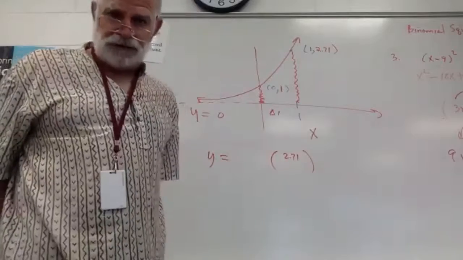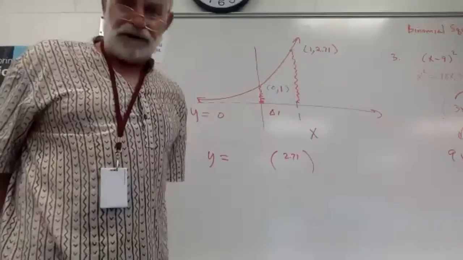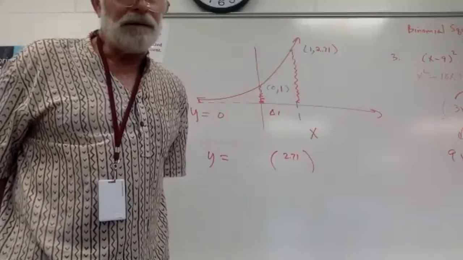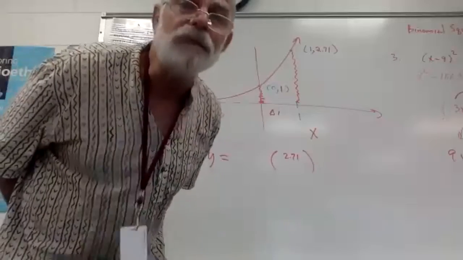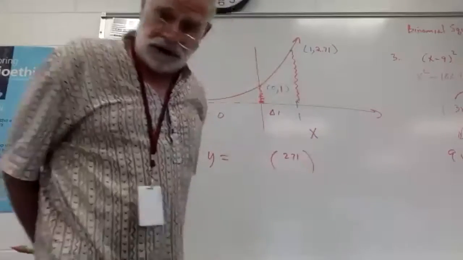Okay? So if I started with 10 and I went 1 unit to the right, I'd be at 27.1. I said that wrong at first. Erase that from your mind. Exponential growth, 2.71. Anybody know the name of that function?